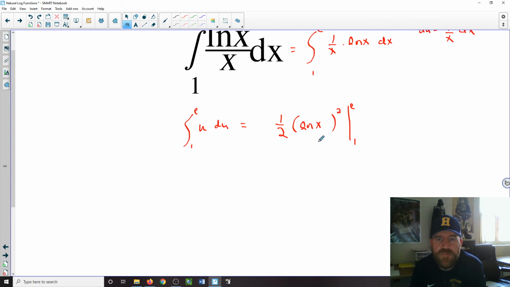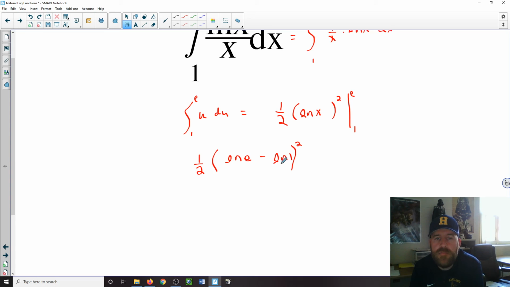Let's go ahead and do that. Plugging in our values, we have 1/2 on the outside. Plug in e, so ln of e minus ln of 1, and we're going to have a quantity squared here. ln of e is 1. ln of 1 is 0. So 1 minus 0, and 1 squared is 1, times 1/2. So the answer is going to be 1/2.